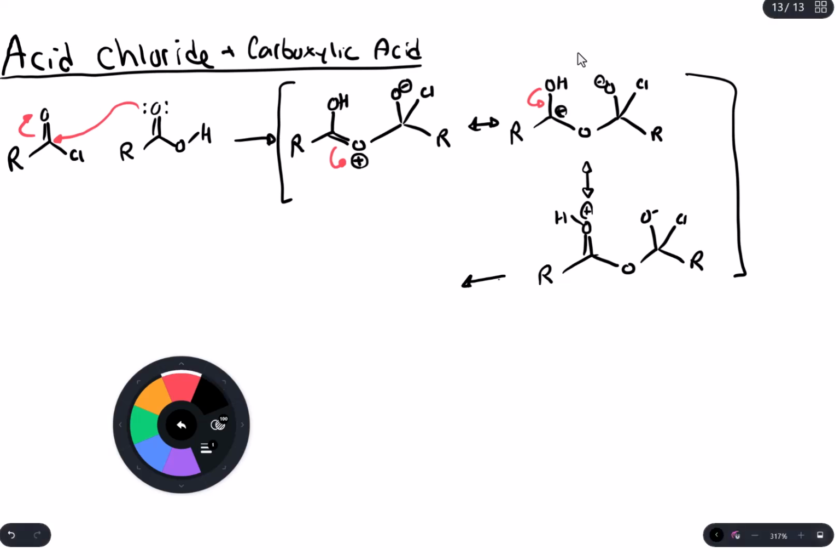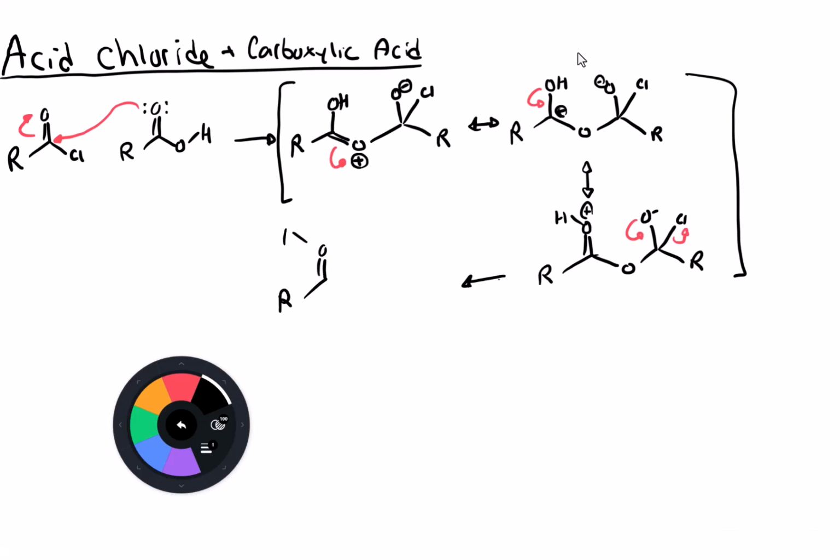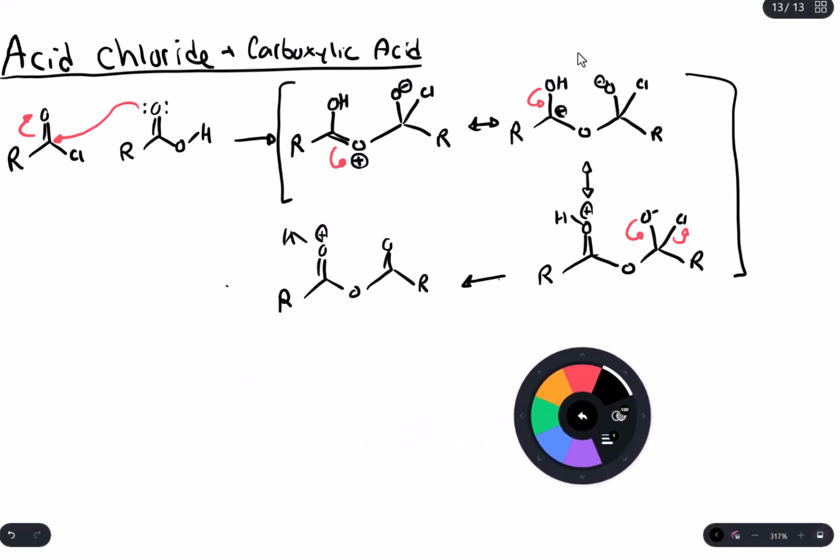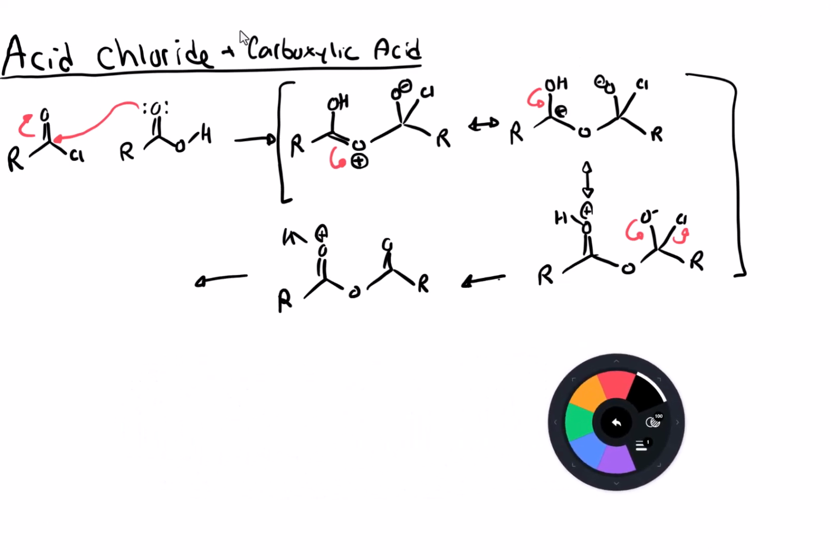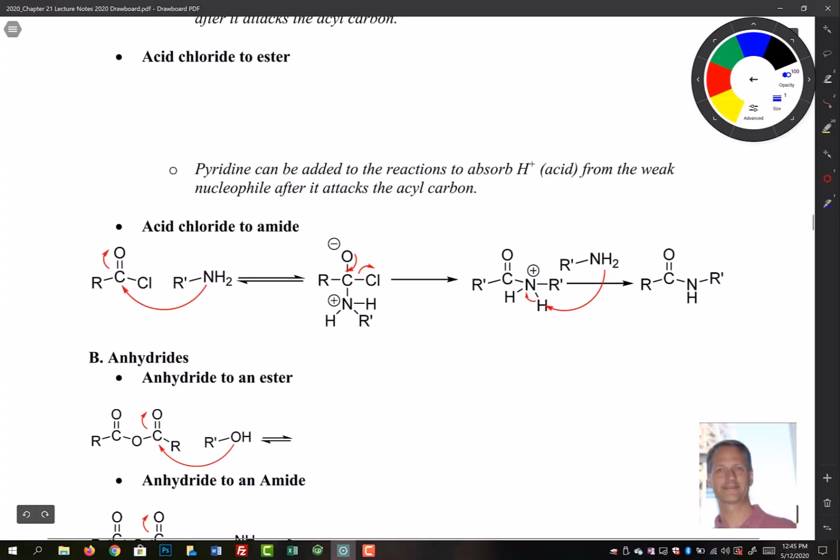Once we're here, we go back to eliminating our chloride. That gives us our second to last intermediate. Loss of that chloride gives us our carbonyl back. And in our last step, some type of a base comes over and does a deprotonation to give us our anhydride. So let's look at an acid chloride to an ester.